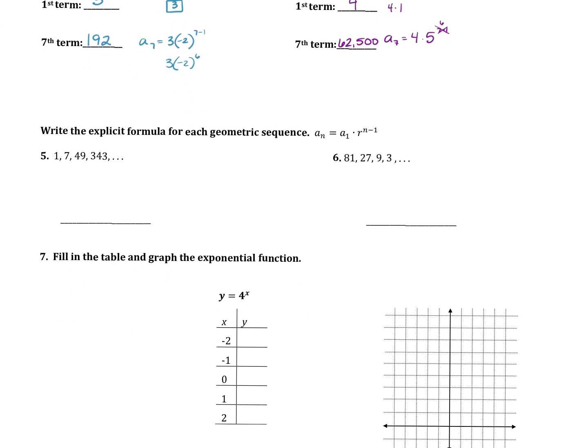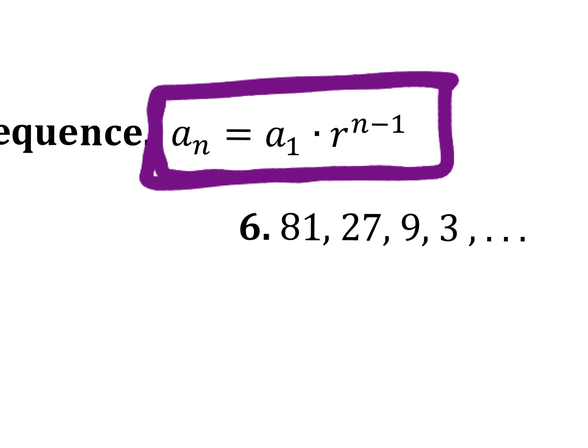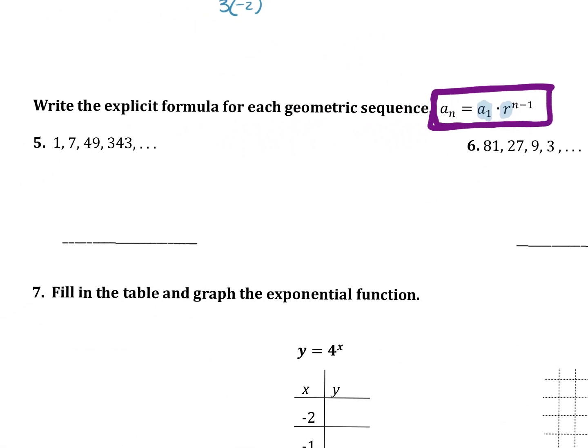5 and 6, it says write the explicit formula for each geometric sequence, and I gave you the formula. So now you're just going to plug in to that formula 2 things. What are the 2 pieces that we have to replace? A sub 1 and R. Okay, you're going to replace those. Everything else stays the same. So what is your A sub 1 on number 5? 1. This is your A sub 1, the first term. So it's going to be A sub n equals 1 times what?